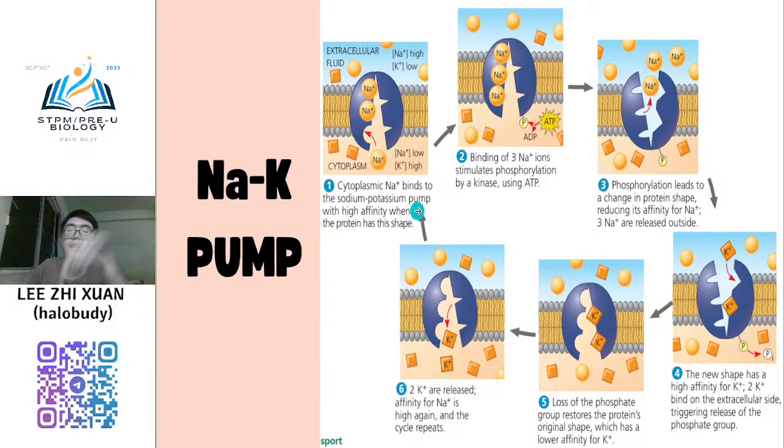Kenapa bukan 3-3 atau 2-2? Kenapa dia ada perbezaan punya? Kalau dia sama, memang sama. So we don't have the action potential and resting potential. Semua macam resting potential sahaja, macam resting potential and no action potential at all.